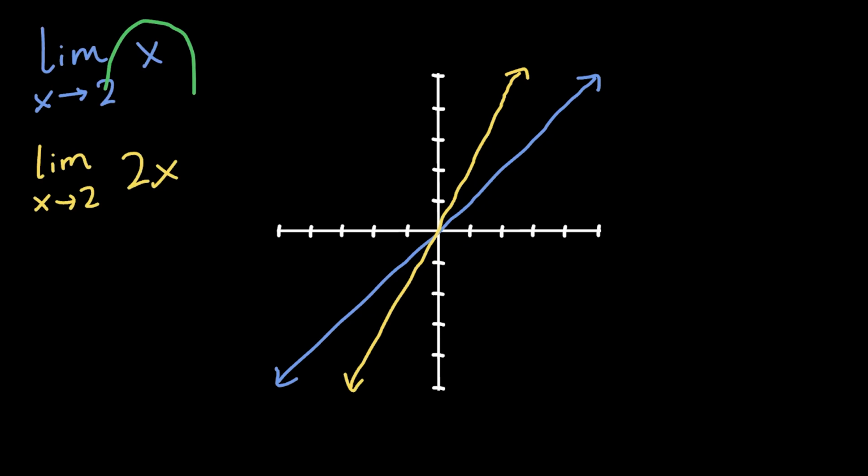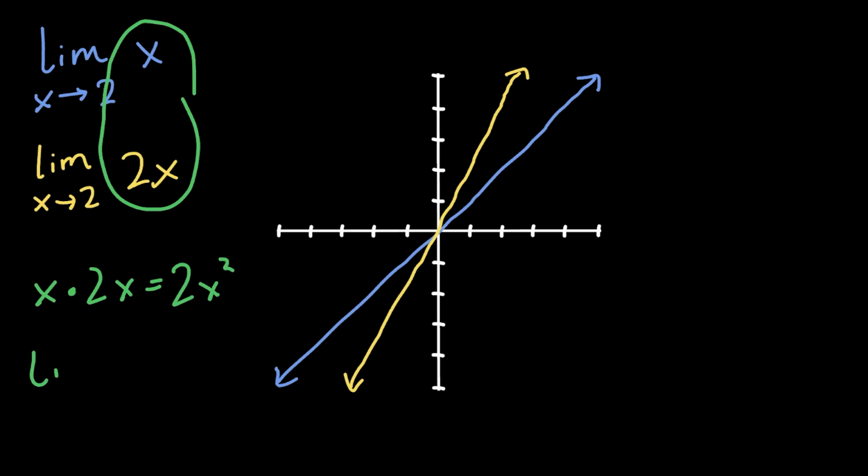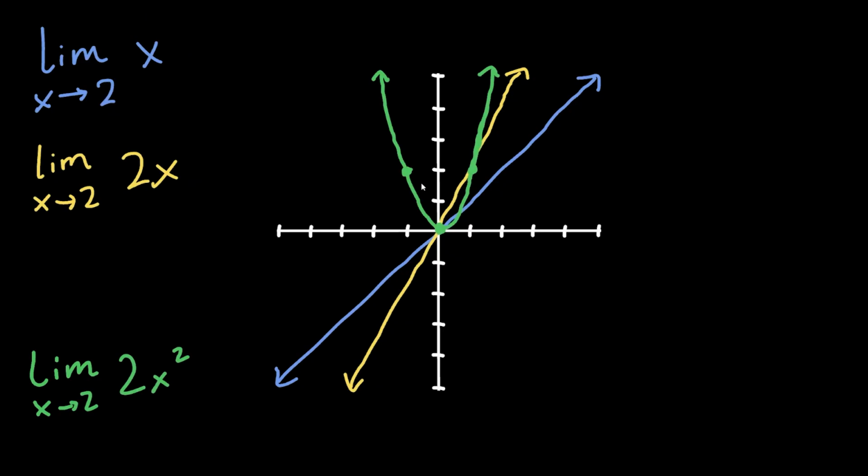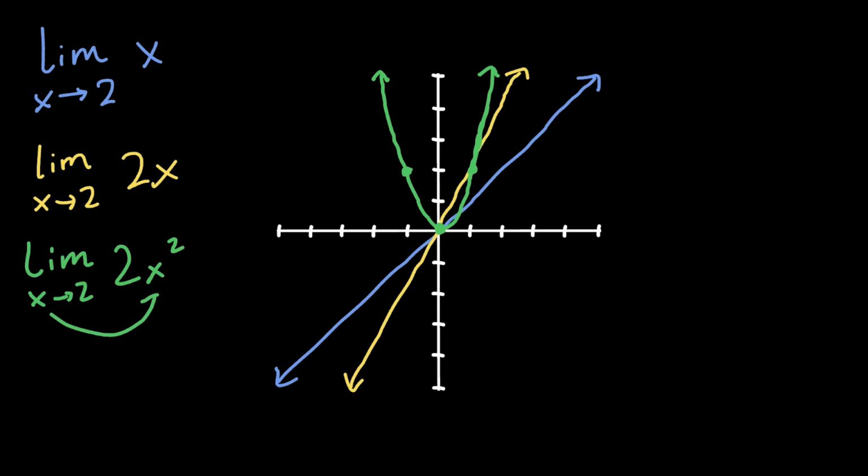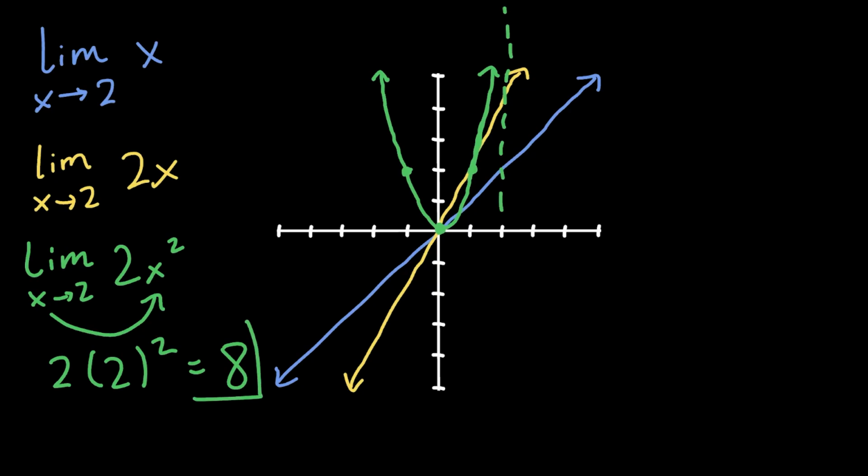Okay, first let's go ahead and multiply these expressions together. x times 2x is 2x squared. So rationally, we should be able to find the limit as x approaches 2 of 2x squared. So this green function that I just sketched is our function 2x squared. If I plug in x equals 2 for x right here, our value approaches 8. So we should expect that from the other way around.